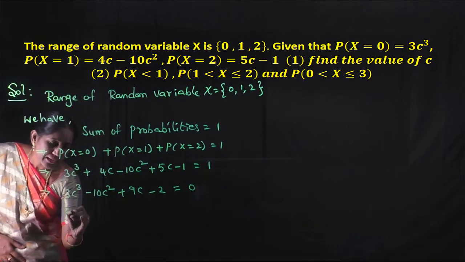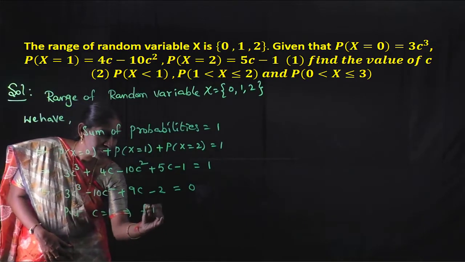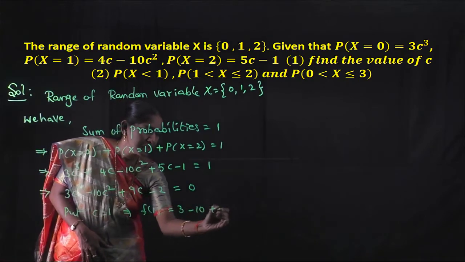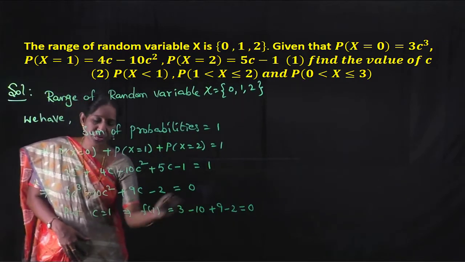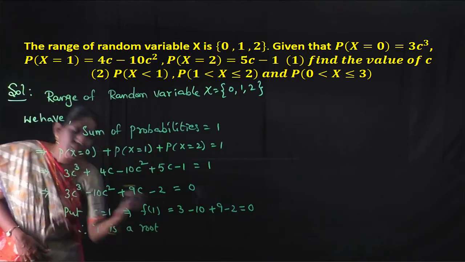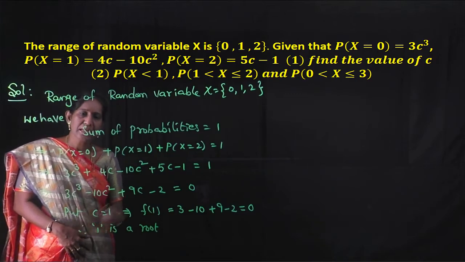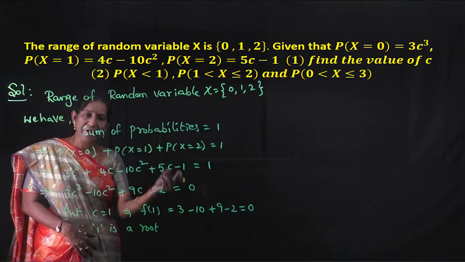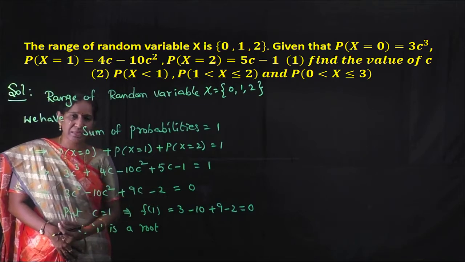Now, by trial and error method, put c equal to 1. Then f of 1 equal to 3 minus 10 plus 9 minus 2, that equals 0. So f of 1 equal to 0, therefore 1 is a root. Then this equation is a third degree equation. That means there are 3 roots. One root is 1 here. Then we have to find the remaining 2 roots. By using synthetic division, we can find the remaining 2 roots.